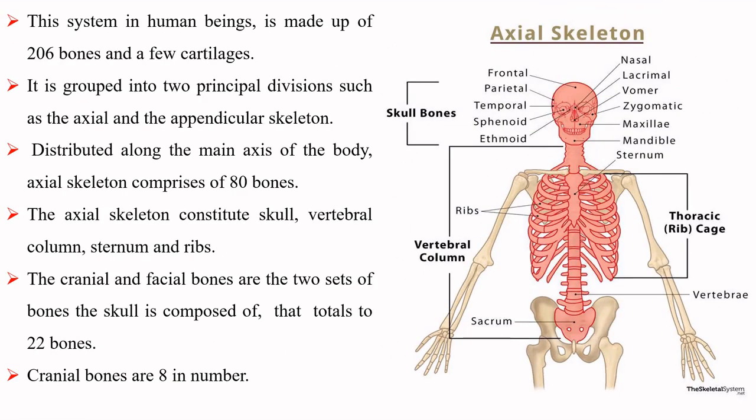This system in human beings is made up of 206 bones and a few cartilages. It is grouped into two principal divisions, the axial and the appendicular skeleton. Distributed along the main axis of the body, the axial skeleton comprises 80 bones. The axial skeleton constitutes the skull, vertebral column, sternum, and ribs. The cranial and facial bones are the two sets of bones the skull is composed of, which totals 22 bones. Cranial bones are 8 in number.